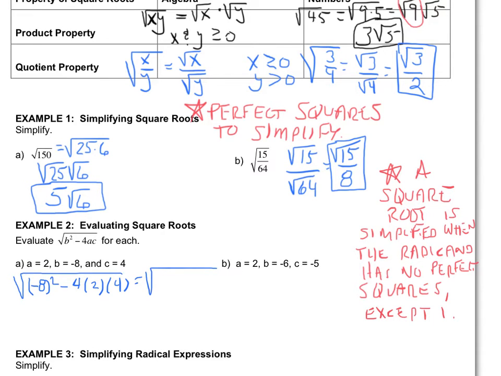So -8 squared, I get 64. Subtract, I get 4 times 2 is 8 times 4 is 32. That's going to give us the square root of 32. Now we want to reduce this a little bit and see what we can simplify it to. I look at 32 and I can see a perfect square of 16, times the square root of 2.